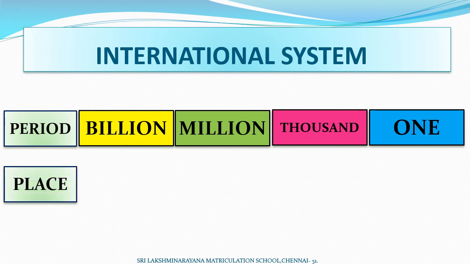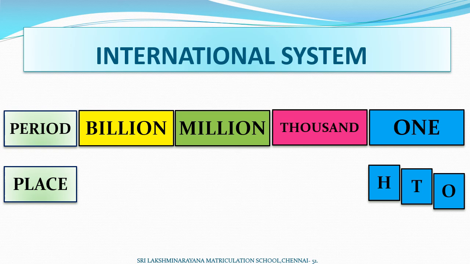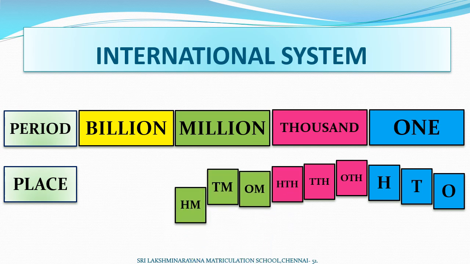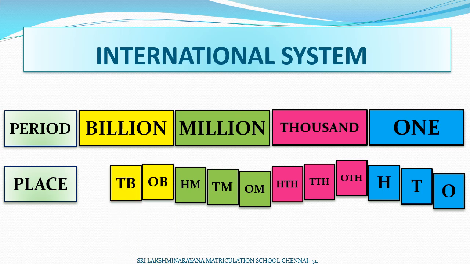The places under each period are: under ones period, the places are ones, tens, hundreds. Under 1000 period, it stands for 1000, 10,000, 100,000. And under million, it is 1 million, 10 million, 100 million. Under billion, it is 1 billion, 10 billion and 100 billion.